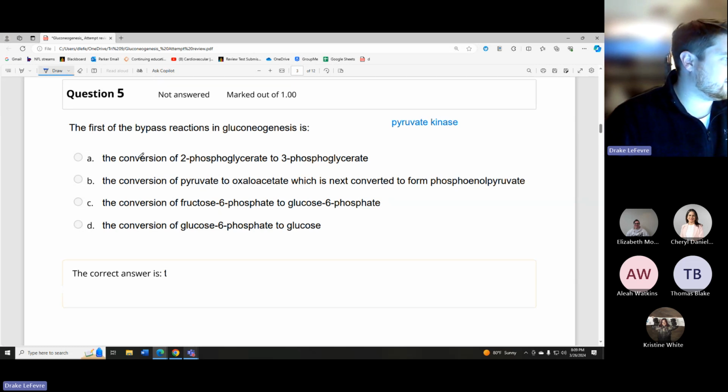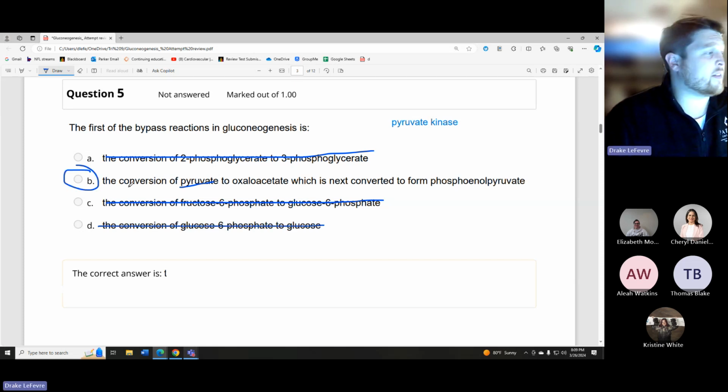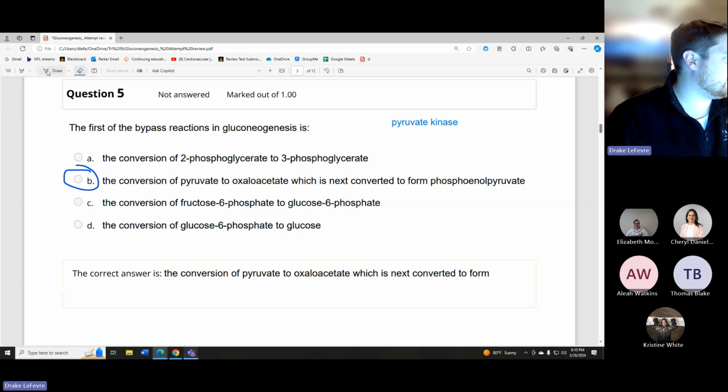So immediately when we look at our answer choices, we should be looking for some kind of pyruvate. Answer choice A, no pyruvate. Oh, there's pyruvate. C, no pyruvate. D, no pyruvate. Only left with B. See, we didn't even have to read the entire question and know all the oxaloacetate and all of this fun stuff. We just needed to know that it's pyruvate.